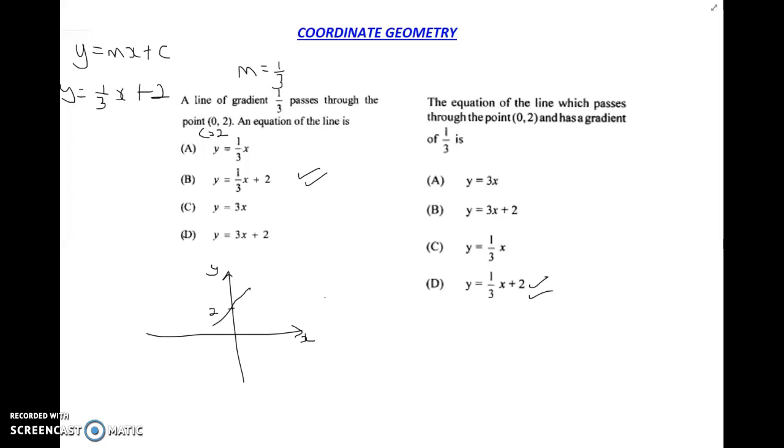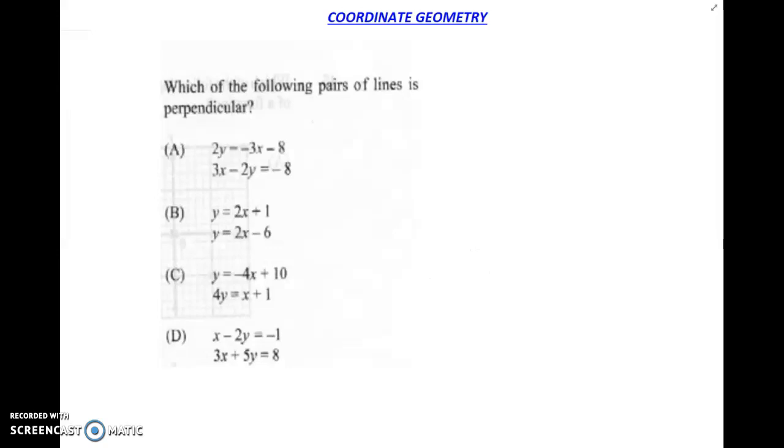So please take advantage of doing these questions. I keep on telling you this over and over, CXC: you'll see a lot of questions repeating, or the wording changes a little bit, or the numbers may change slightly. Alright, so which of the following pairs of lines is perpendicular?